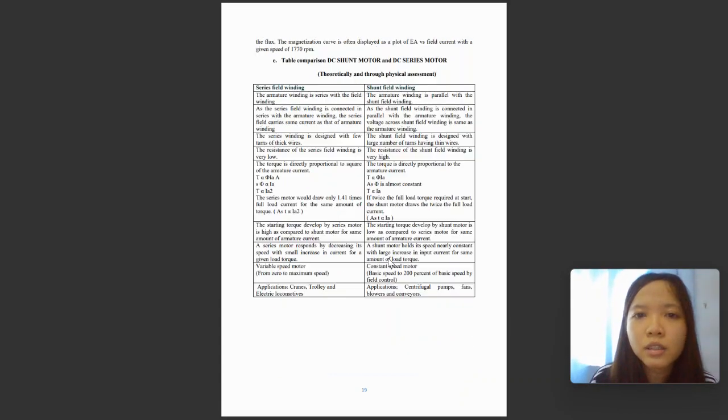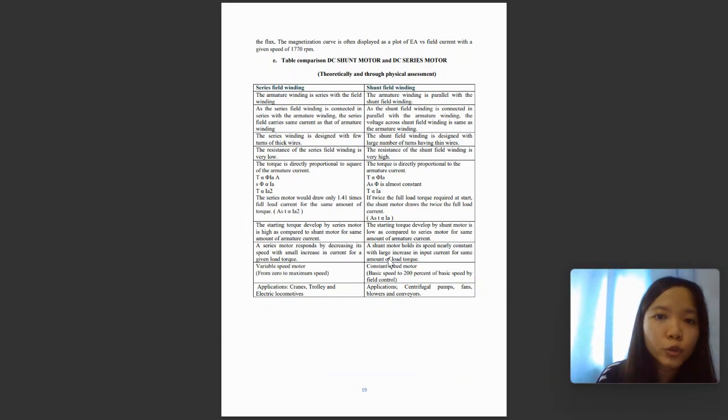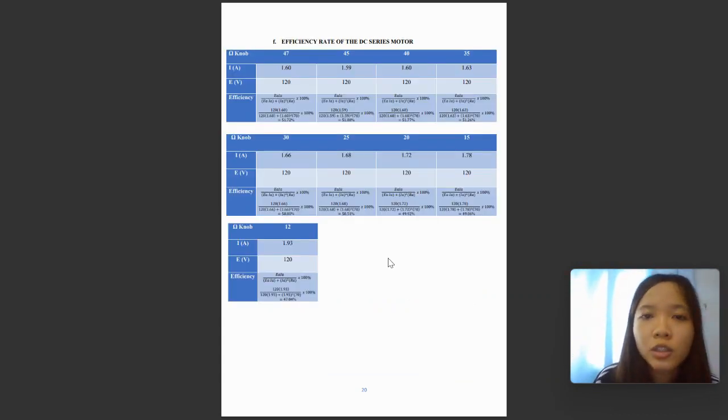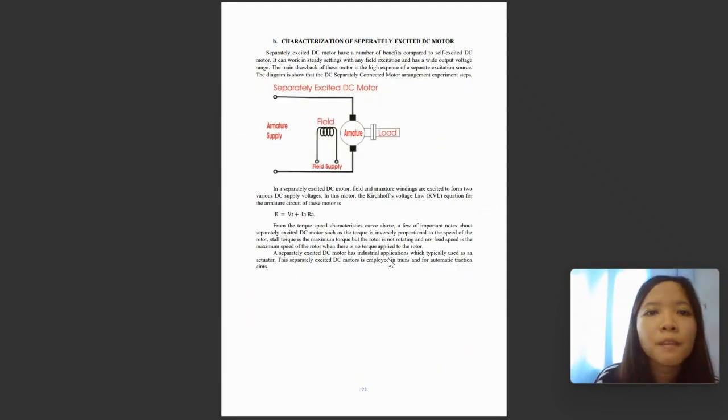The next one is the table comparison for the DC shunt motor and DC series motor through theoretical and physical assessment. This one is the efficiency rate of the DC series motor. This one is the efficiency rate of the DC shunt motor. This one is the characteristic of the separately excited DC motor. In the separately excited DC motor, the field and armature are excited from two separate DC supplies. In this motor, the Kirchhoff voltage equation is E equals Va plus IaRa.